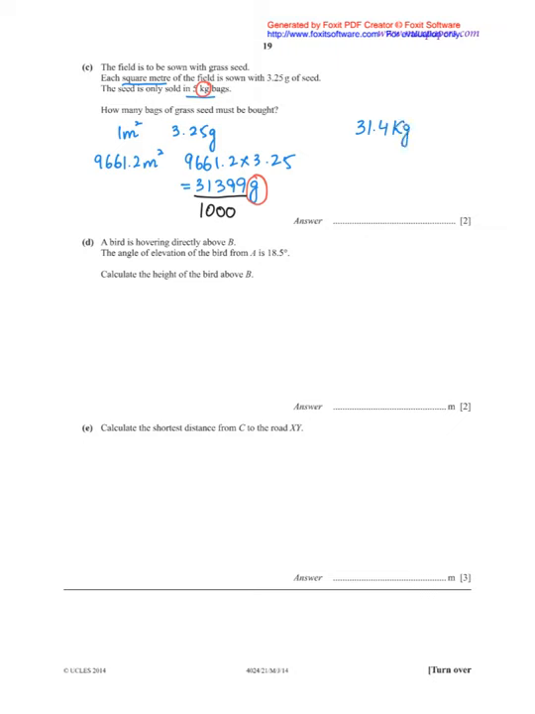Now seed is sold in 5 kg bags, so how many bags do we require? So we need to divide it by 5, so that equals 6.27. It means that we require 7 bags of seed. So the answer is 7. Next part it says a bird is hovering directly above B. So above point B you have a bird here, right? That is your bird. The angle of elevation of the bird from A is 18.5.